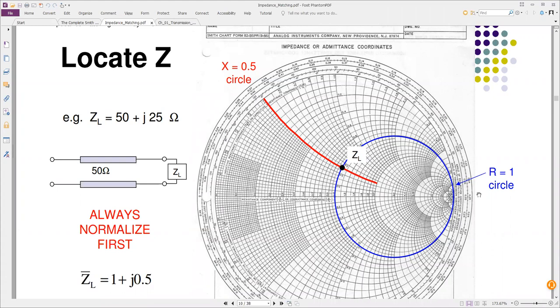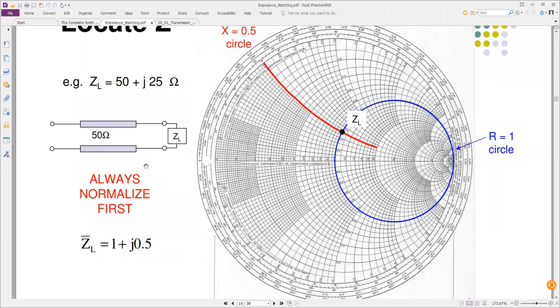That is the circle. Now see, the example is here. The load impedance is given, which is 50 plus j25 ohm, and the characteristic impedance is 50 ohm. That means Z0 is 50 ohm and ZL is this one. So first of all, what do we have to do? We have to find the normalized value of ZL.